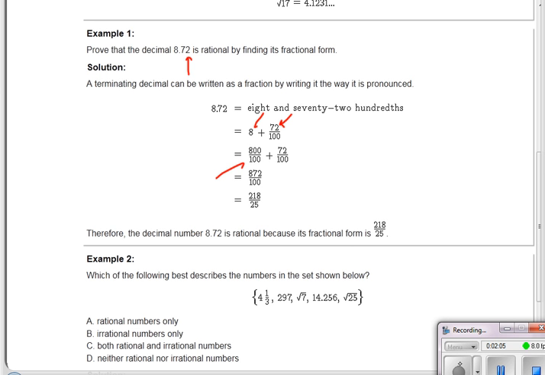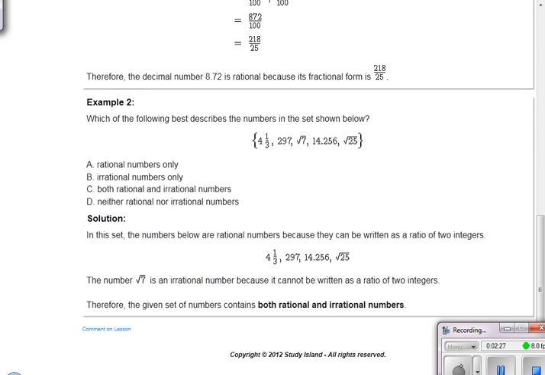You can really make this 872 over 100. So you look at the last digit and then you write the number over the place value. So we have 872 hundredths, eventually needing to be reduced, but however it is a fraction, therefore it is a rational number, so you've proved it.